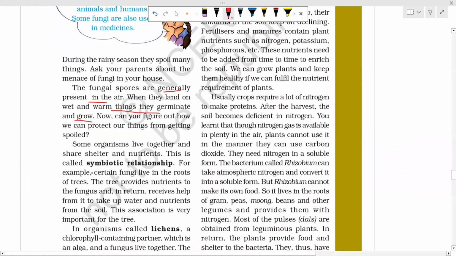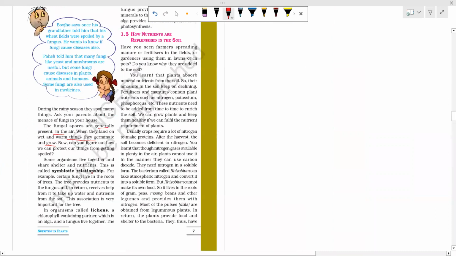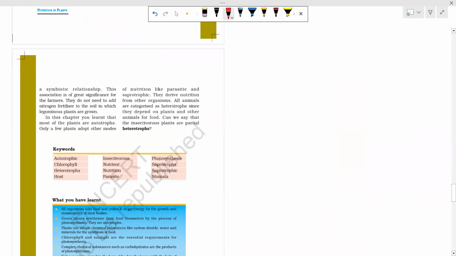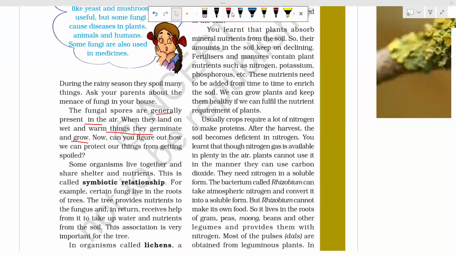Some are what now? Symbiotic relations. What is symbiotic? Symbiotic means एक साथ. Symbiosis means साथ साथ. So some organisms live together and share shelter and nutrients.